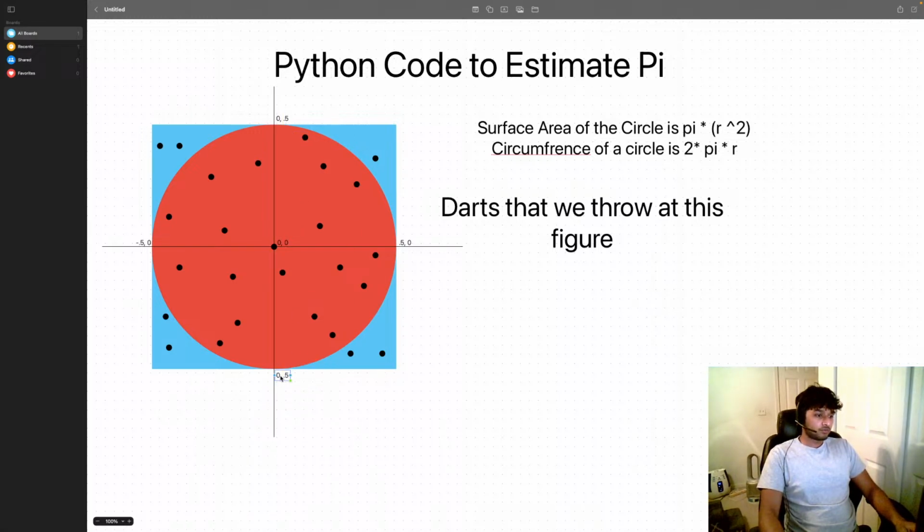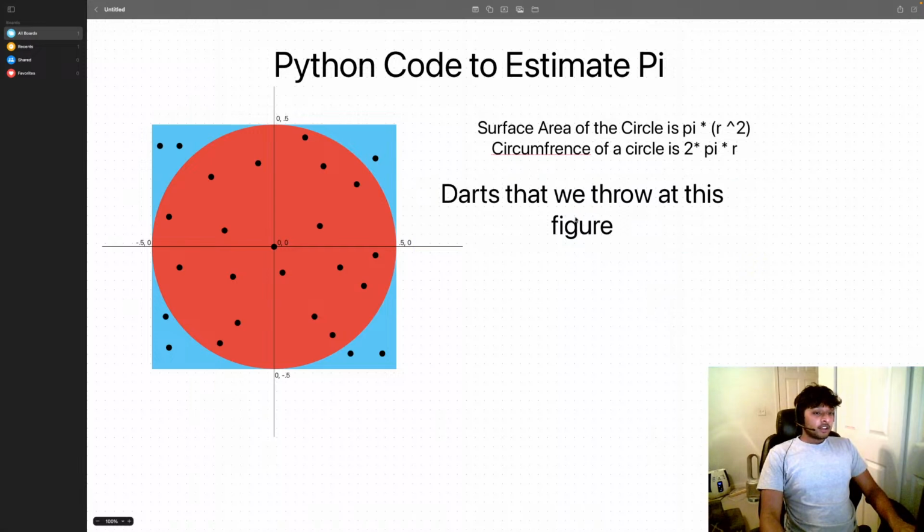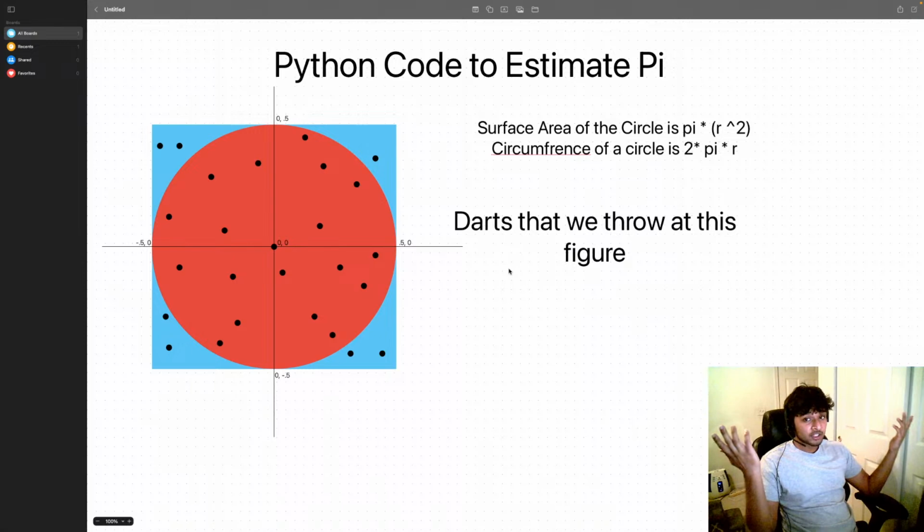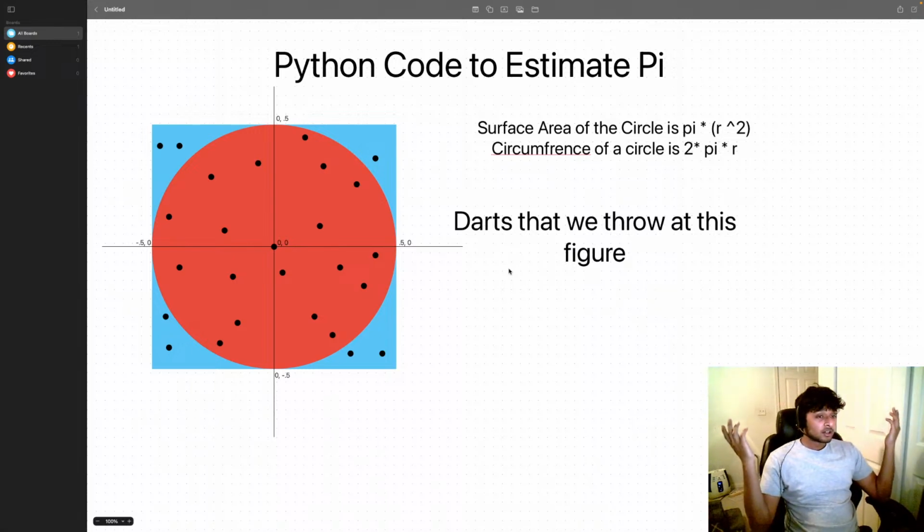It's just something to keep in mind, because it's always good to know the radius of a circle you're working with. How much time do we have left? Oh my god, we are halfway to the end of the day today in Central Time on Pi Day. So let's get to it, boys and girls. Darts we throw at this figure are going to have coordinate values between 0.5 and negative 0.5 for x and y. So how are we going to extract pi from that?